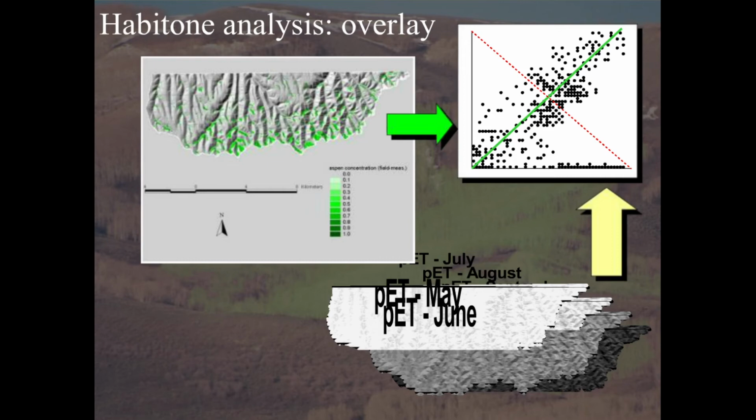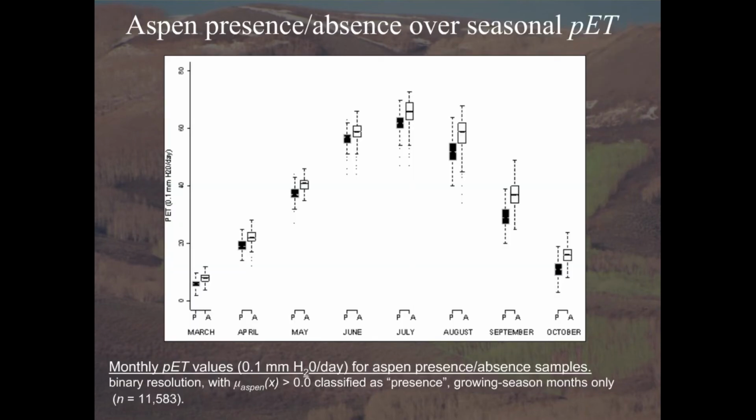Now, when you do a kind of a subpixel classification or a continuous analysis, you still have the variability and therefore the information in your data. So you can always degrade it to do kind of a more traditional binary habitat map. And so this would be aspen presence and absence over every month of the growing season as viewed on its PET. And so you'll notice that both the aspen and non-aspen cells track this overall seasonal PET pattern.